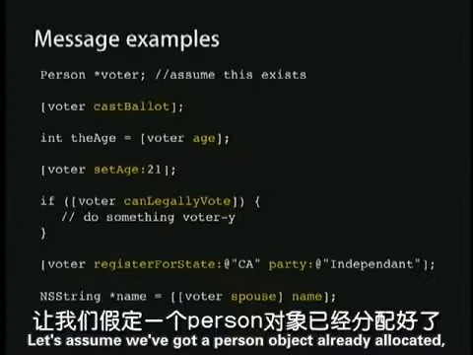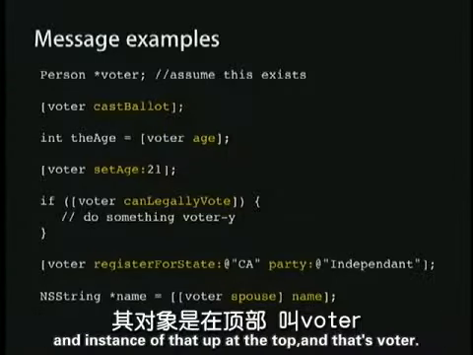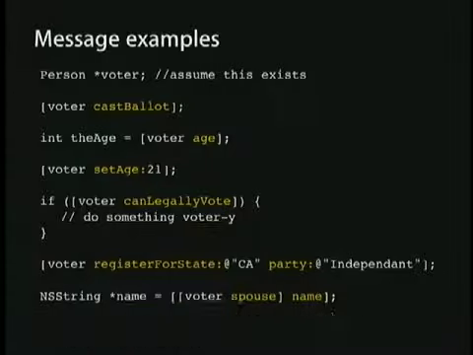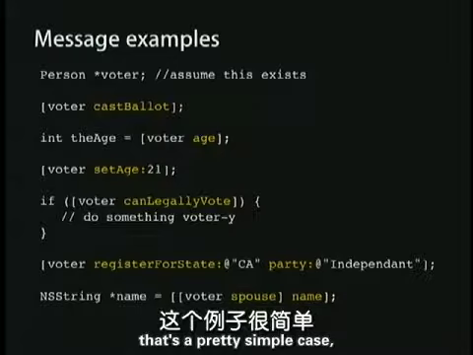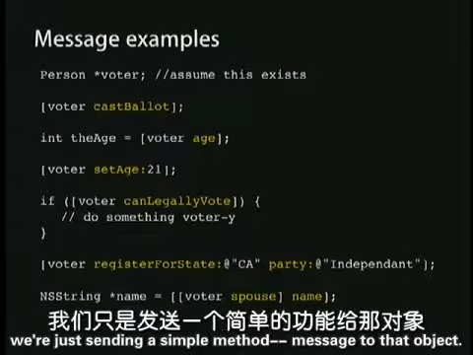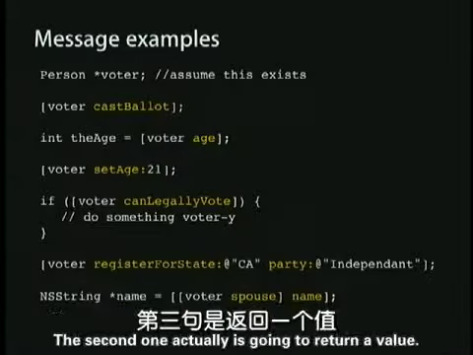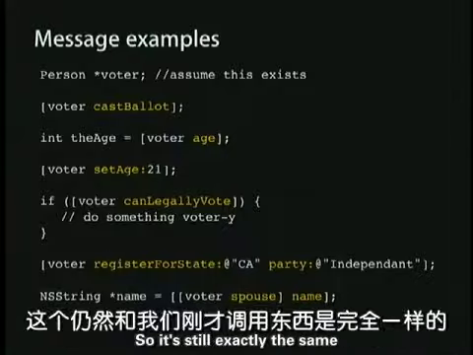Let's assume we've got a person object already allocated, an instance of that up at the top, and that's voter. So the first thing we're going to do there is we've got voter. We're going to tell it to cast a ballot. That's a pretty simple case. We're just sending a simple message to that object. The second one actually is going to return a value.